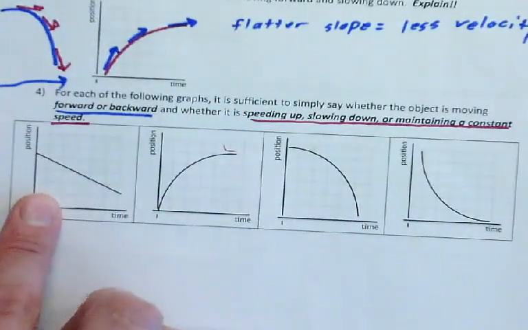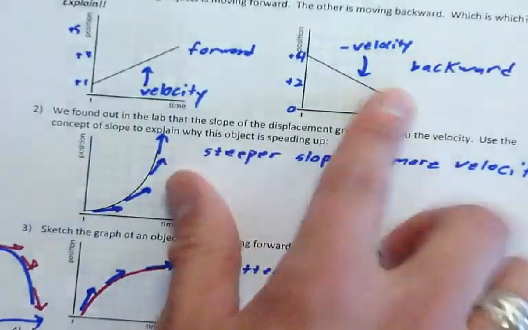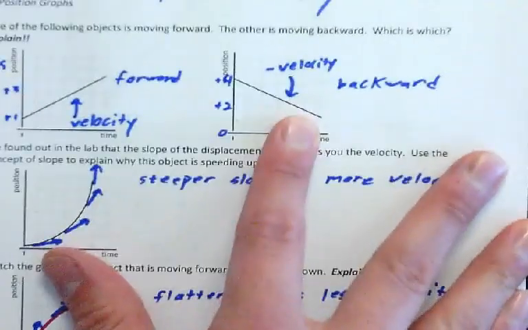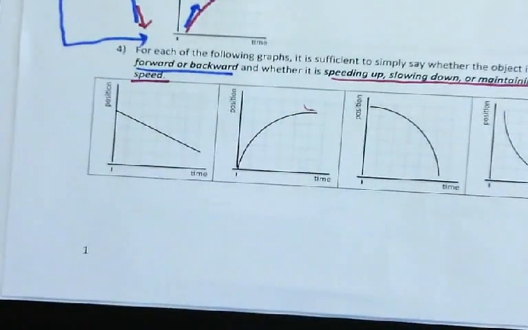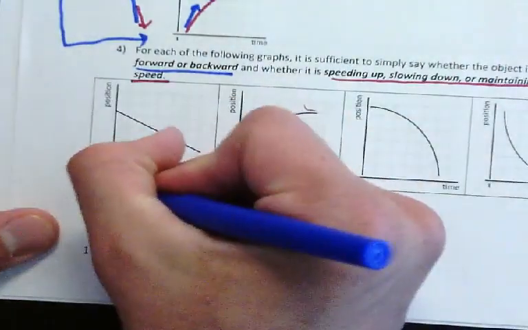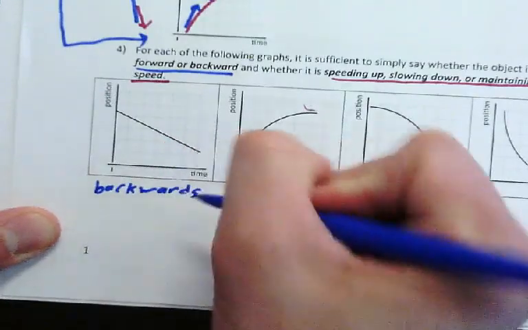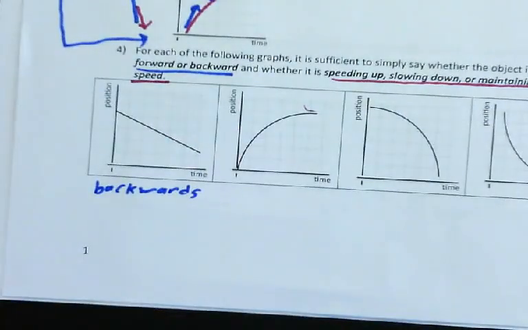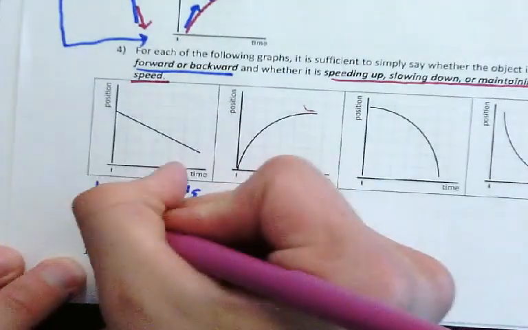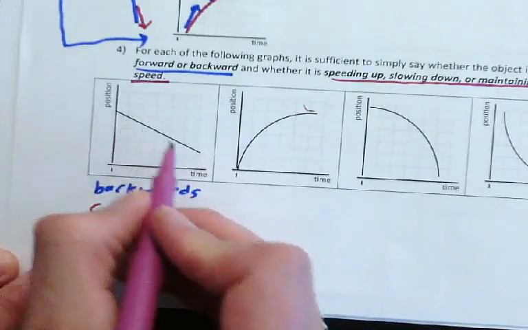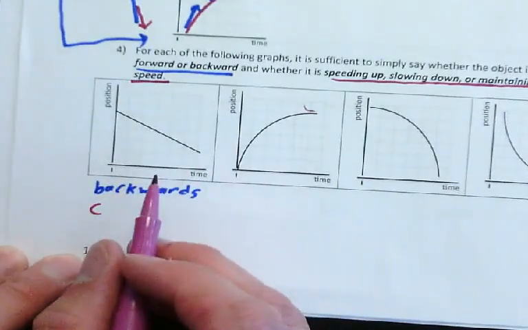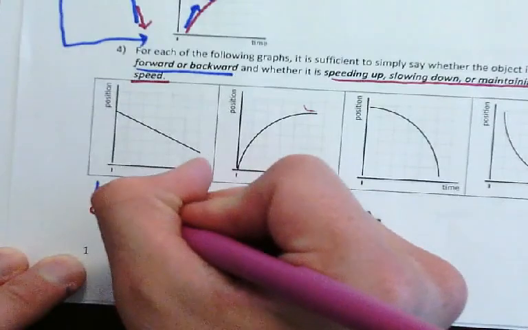So we talked about this one already. That was up here. We said it was backwards. Okay, so we talked about that part already. Zara, is that speeding up, slowing down, or constant speed? Nice. It is, because notice the slope stays the same. So even though it goes back, the slope is the same, so it's constant.